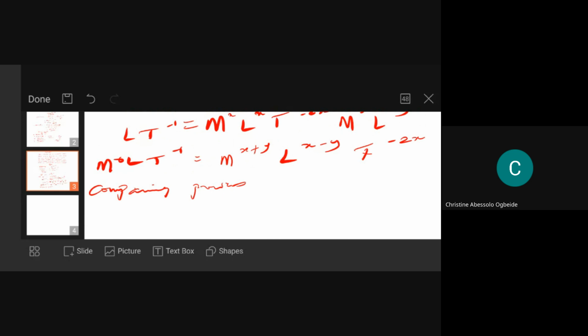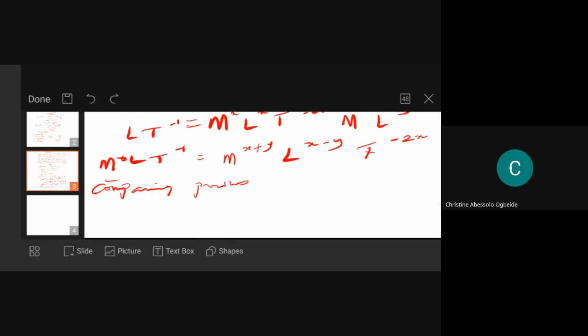If I compare the powers of M, on the right I have x plus y as the power, and on the left I have 0. So x plus y is equal to 0. That's the first comparison I'm going to have. So for M, my observation is that x plus y is equal to 0.